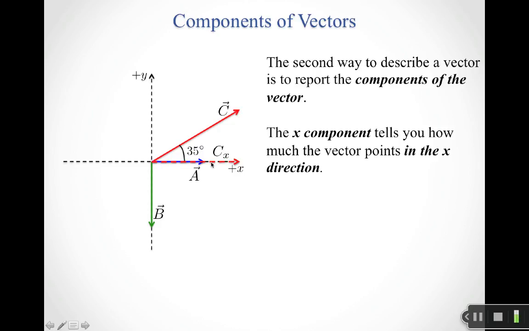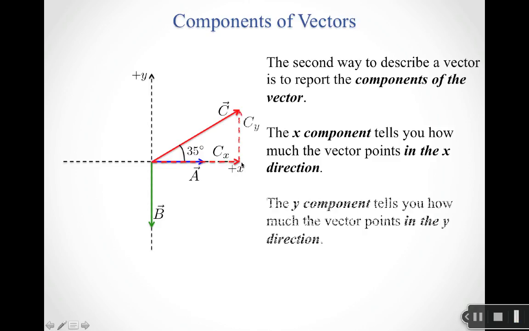So again, thinking about our vector c here, here's its x component. In this case, x is our horizontal direction, and so it says that to make vector c, you need to go this far horizontally. So this distance is the x component of vector c.